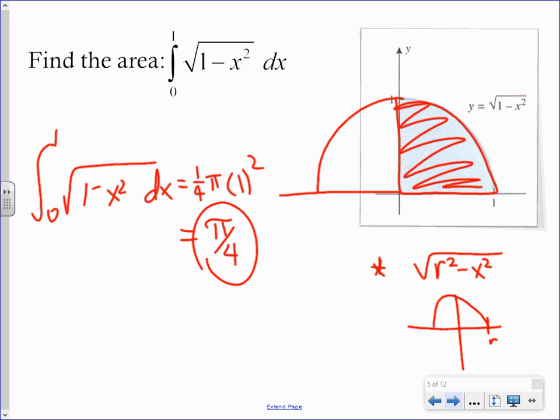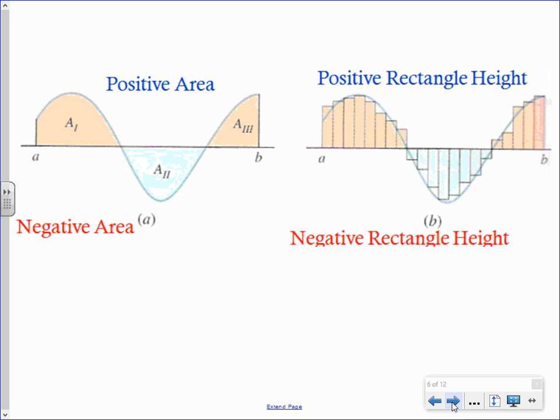I need you to be able to recognize a semicircle. Someone's phone is on mud. I can hear it beeping. All right.